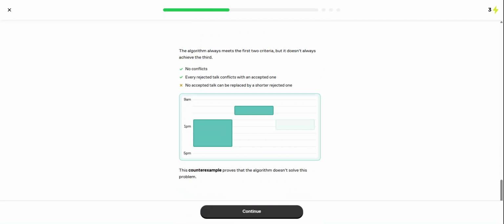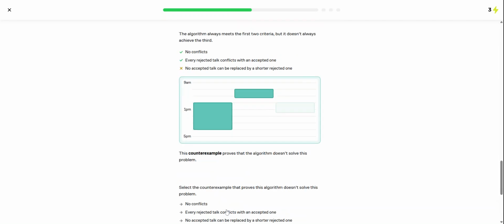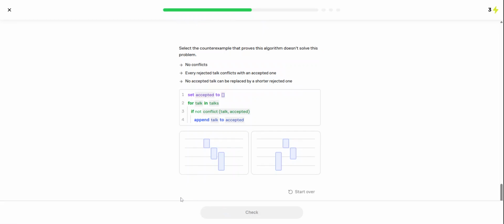Yeah, the algorithm always meets the first two criteria, but it doesn't always achieve the third. So first two ticks, but last one a cross. As a result, this counterexample proves that the algorithm doesn't generally solve this problem, as I already explained to you earlier. Anyway, continue. So the counterexample that proves that the algorithm doesn't solve this problem is one of these two. Which one should it be? Yes, similar to the previous problem, so the second on the right must prove the counterexample.